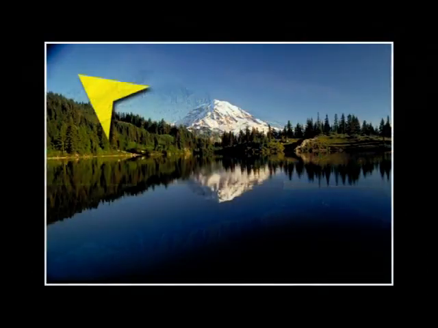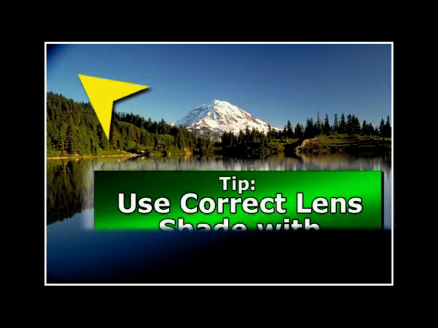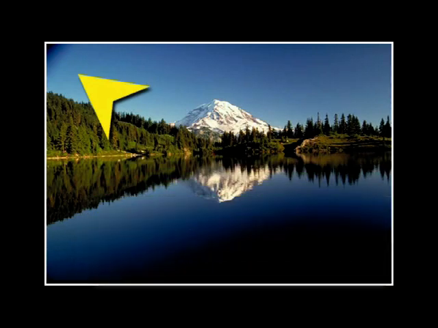Here again is an image with a large depth of field. So large, in fact, that if you look up at the left-hand corner, you can see a dark area, which is the lens shade. Using wide-angle lenses with small apertures cause this problem. Make sure that you are using the correct lens shade with any wide-angle lenses.